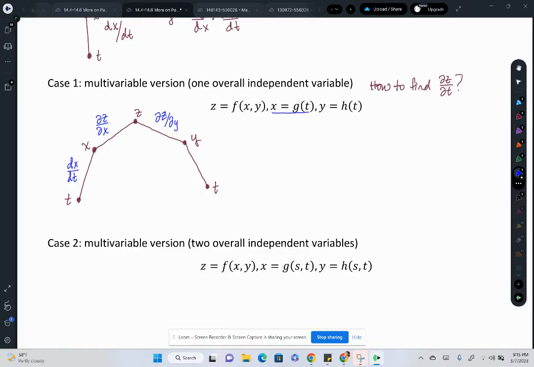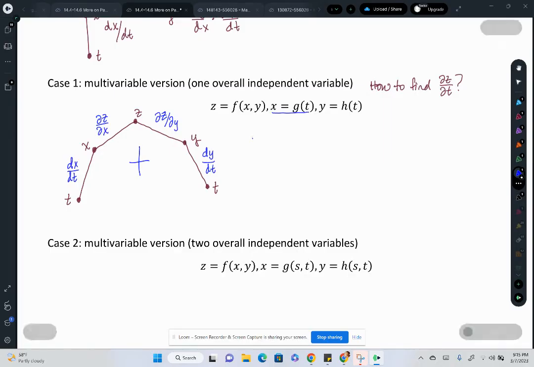There's only one variable to think about. So we would be calculating dy/dt. And then we would have to add our branches together to get our full ∂z/∂t. So here's what that looks like.